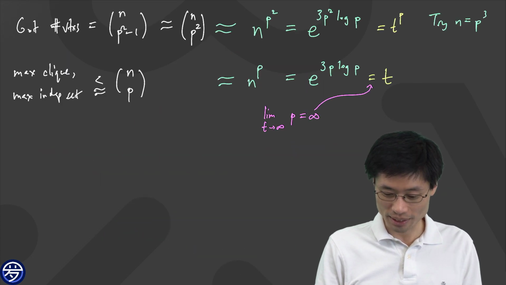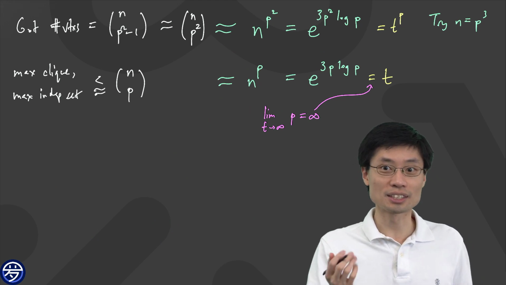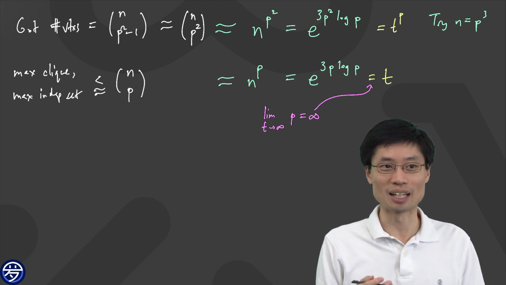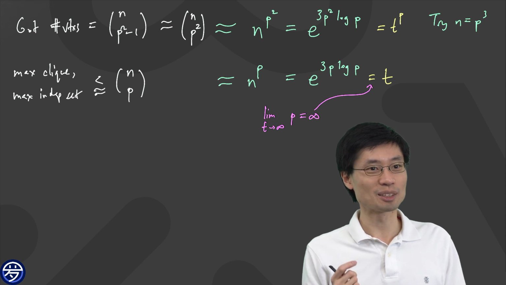So this finishes this Frankl-Wilson construction of these explicit Ramsey graphs. Are there any questions on this piece?